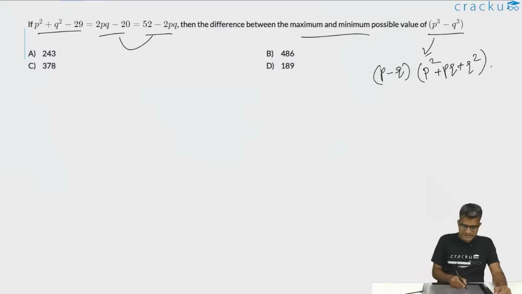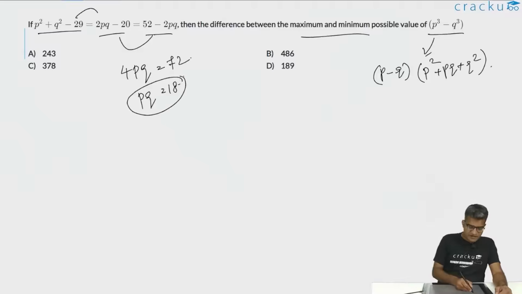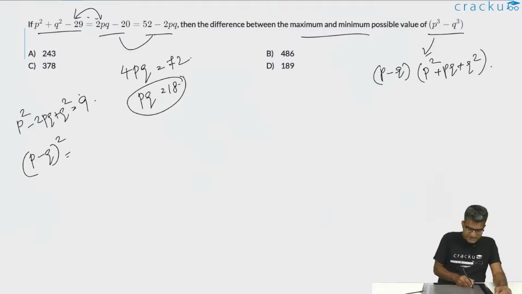Now from the second part of the equation, we can figure out that the value of 4pq is equal to 72, or the value of p into q is equal to 18. From the first part of this equation, we can figure out that p square minus 2pq plus q square is equal to 29 minus 20, which is 9, or the value of p minus q whole square is equal to 9. So the value of p minus q is either equal to 3 or the value of p minus q is equal to minus 3.